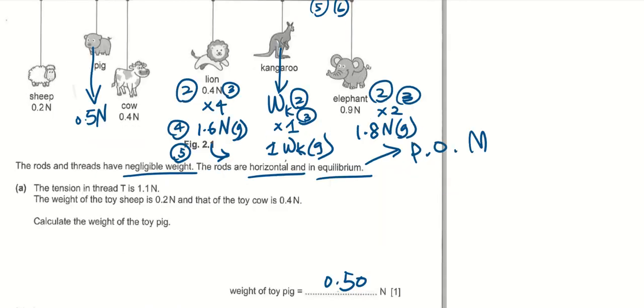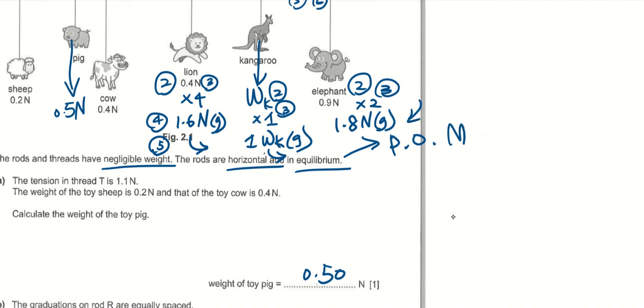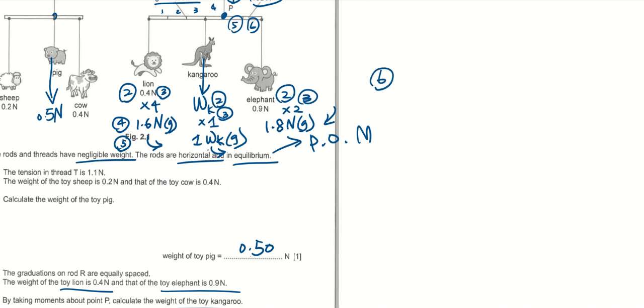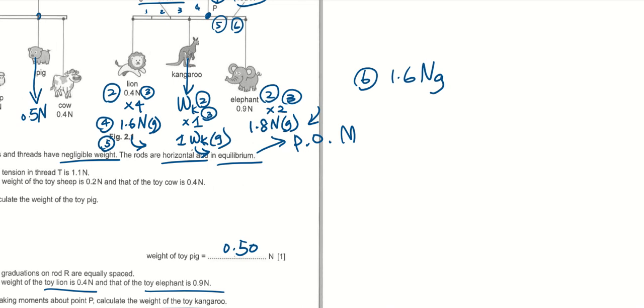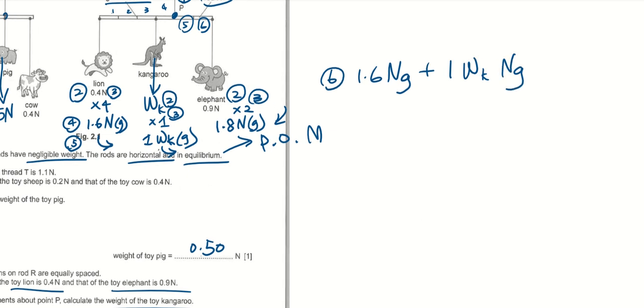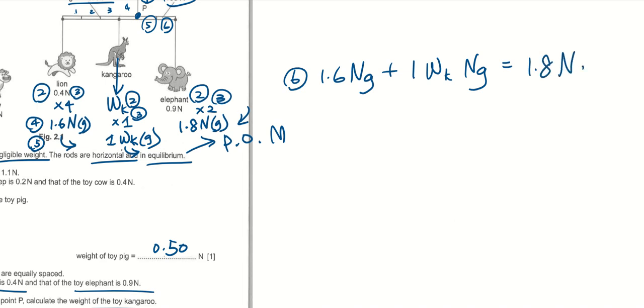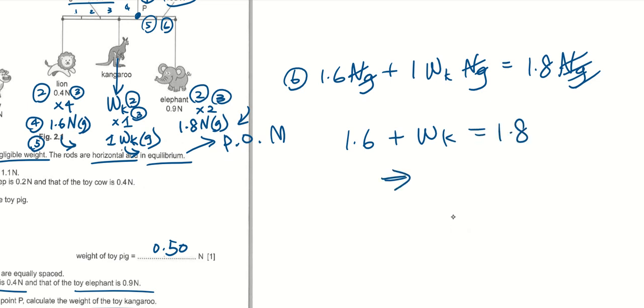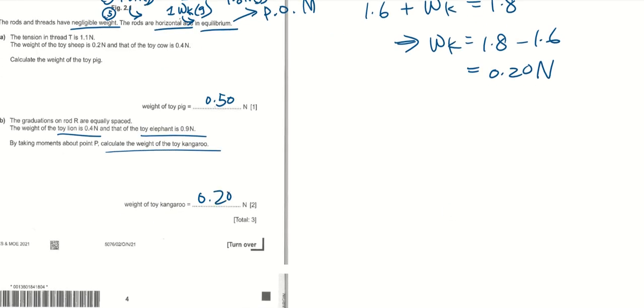Step 5 is to find out the direction of the moment. For the lion, it will be anti-clockwise. For the kangaroo's moment, it will also be anti-clockwise. For the elephant, it is clockwise. So step number 6, we can apply the principle of moments. So 1.6 newton G, where G again is a dummy letter that I just use, plus 1 WK and G equals 1.8 NG. You find that the G can actually cancel out, because it exists on both sides. So 1.6 plus WK equals 1.8. Therefore, WK will be 1.8 minus 1.6, equals 0.20 newton. So that's the answer, 0.20 newton. Let me just double check on the answer.